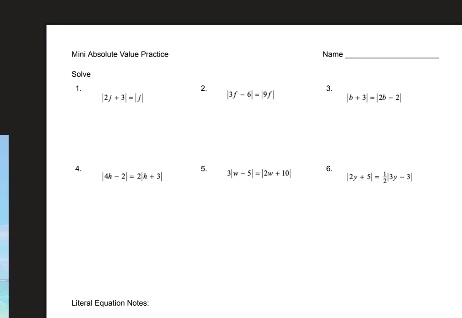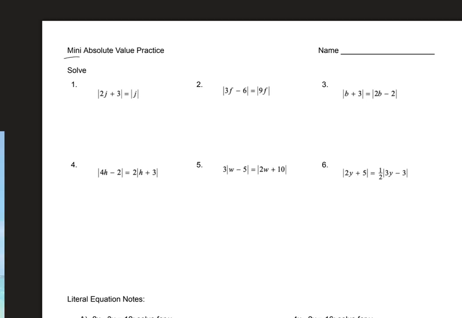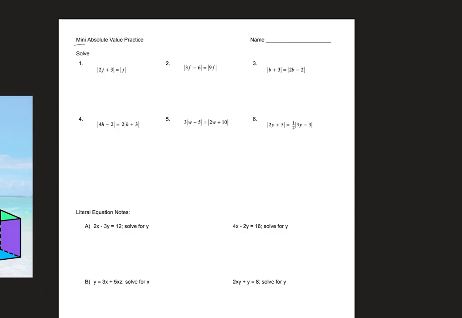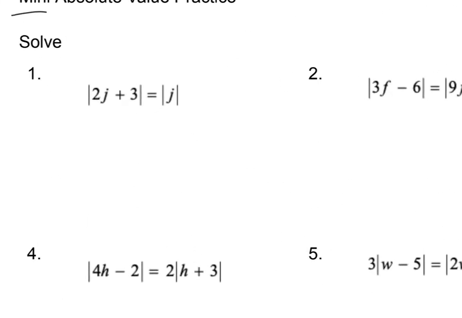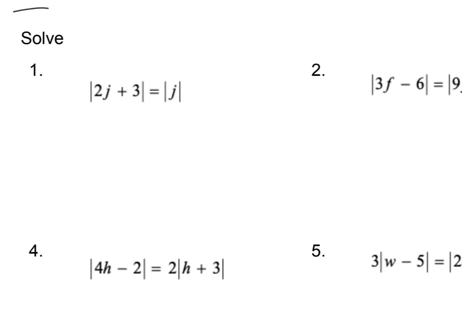All right, mini absolute value practice. I call this mini because instead of us practicing 50 different ones, we're going to practice just 6 that are basically the same approach. So here's what I'm going to do. I notice that I have an absolute value on one side and an absolute value on the other. So the absolute values are already by themselves.